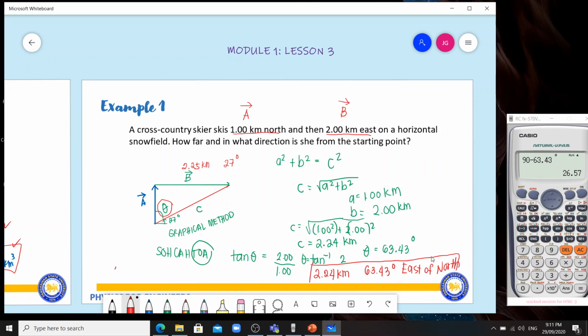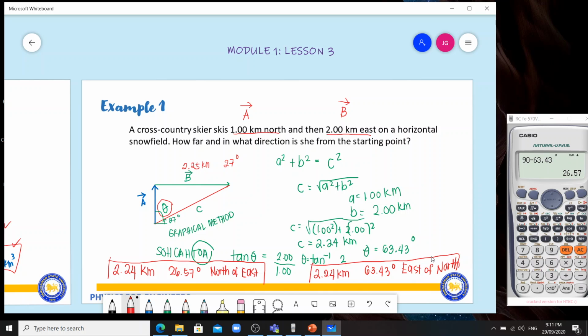Or pwede ring 2.24 kilometers, 26.57 degrees, north of east. Bakit north of east? Kasi guys, kung ito yung angle mo, papunta siya sa north from the east, going to the north. Okay? Kaya north of east. So, depende kung ano yung napili nyong angle at direction. Yun ang pwedeng sagot. So, either of the two.